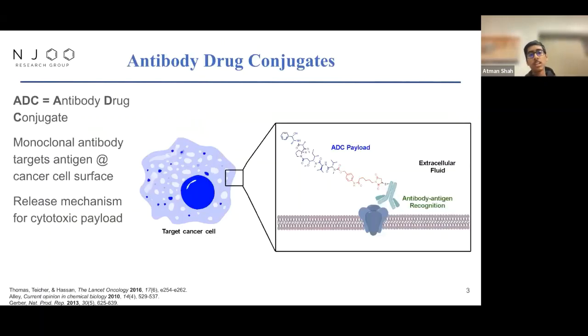And so this is where the idea of an antibody-drug conjugate comes into play. An antibody-drug conjugate, or ADC, consists primarily of a monoclonal antibody, which targets an antigen at the cancer cell surface. So these antibodies are designed to respond to the antigens that are present on cancer cells and on cancer cells only, which leaves the healthy cells intact. And this also contains a release mechanism as well as a cytotoxic payload.